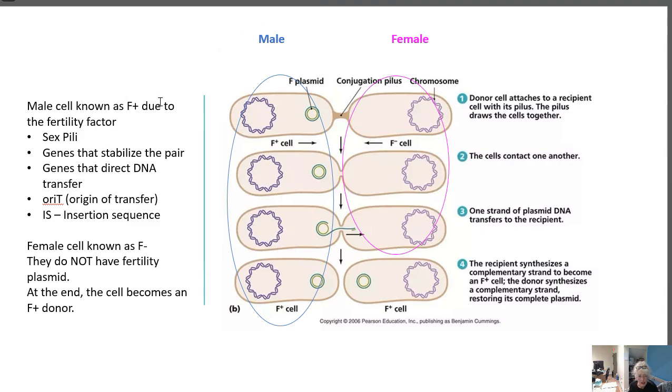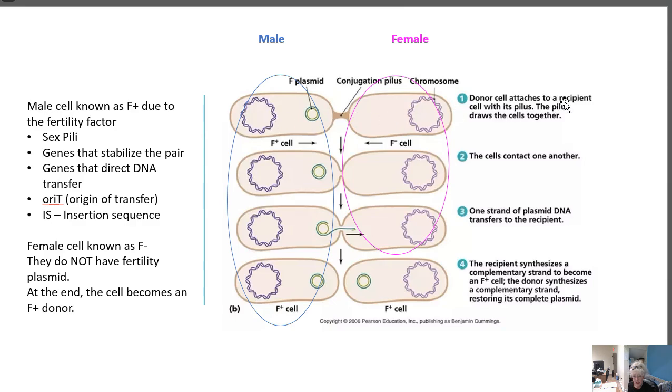So if we take a look, the male cell, known as F, due to its fertility factor, has sex pili, genes that stabilize the pair, genes that direct DNA transfer, origin of transfer, and insertion sequence. The female doesn't have a fertility plasmid. At the end, the cells become F plus donor. So here's the conjugation pilus, here's the male plasmid, here's the female cell. They're going to transfer material from the male cell to the female.